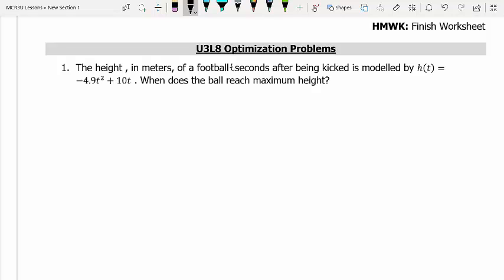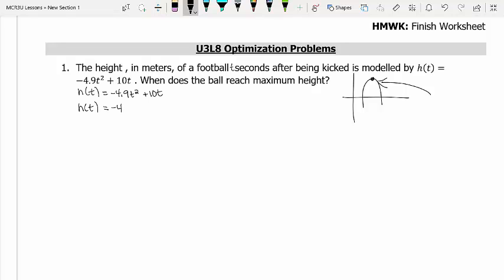So whenever you hear the word maximum, you want to think of a vertex. The vertex is the maximum point on that parabola. So to answer this question, we need to be able to identify the vertex of h(t). Now h(t) is written in standard form, so let's convert it into vertex form by completing the square.